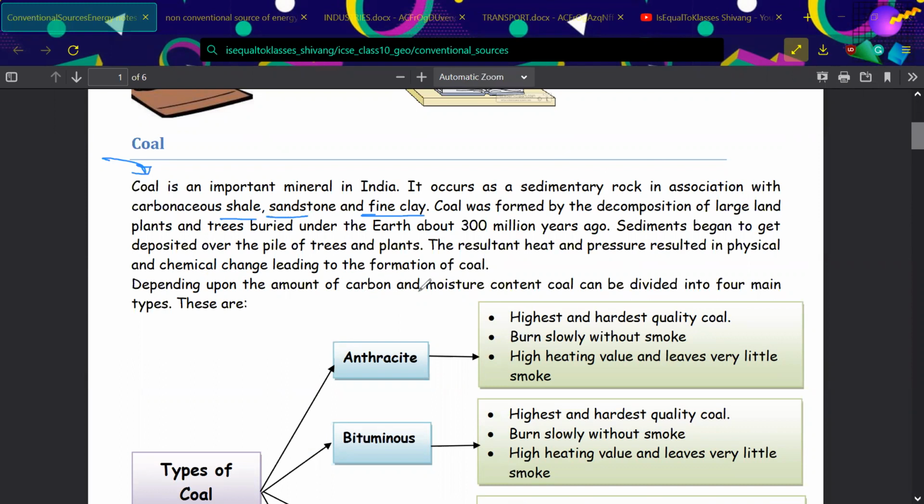So depending upon the amount of carbon and moisture content, coal can be divided into four main types. These are anthracite, bituminous, lignite, and peat.